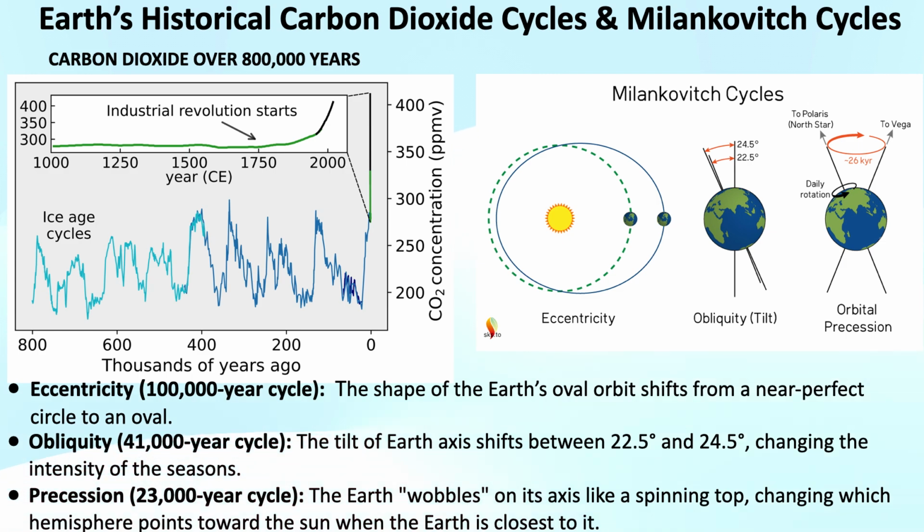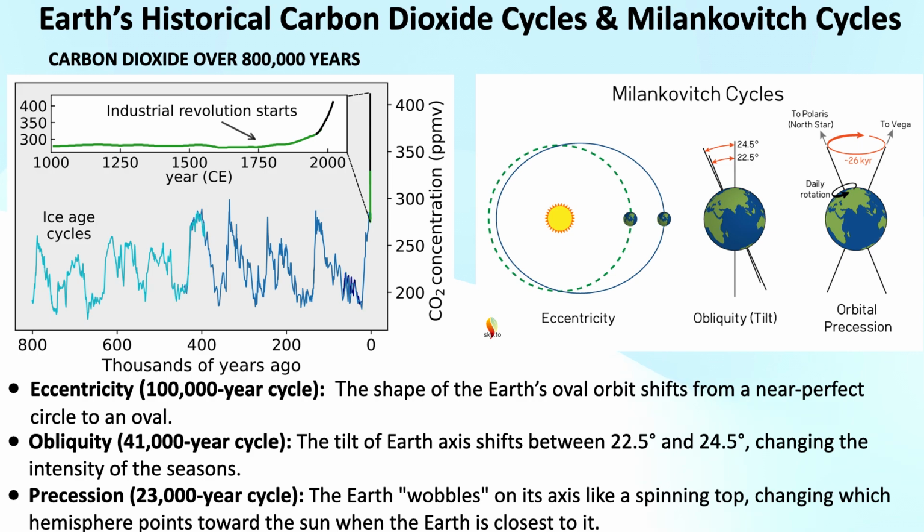The other thing that happens is what they call obliquity, and that's the tilt of the Earth. The Earth is tilted on an axis, and it changes that tilt periodically. It moves from 22.5 to 24.5 degrees, and this changes the intensity of the seasons because it changes the distance we are from the sun. And that has a cycle of about 41,000 years.